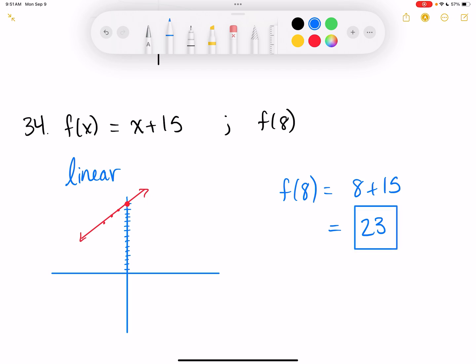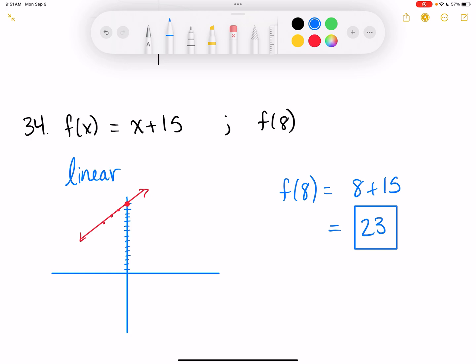Okay, so if you were to substitute f of x for y. F of x is y. Yes, same thing. So if you had y equals x plus 15, how would you put the 8? Would it be y and x equal 8? No, you just plug it in for x. Yes. So if f of x is y, why don't we just write y?